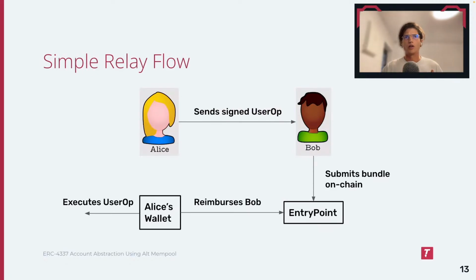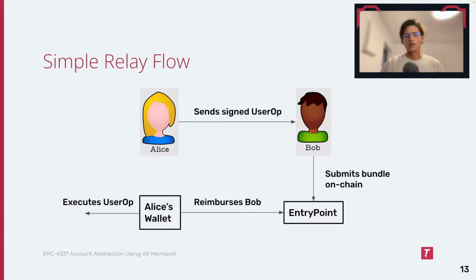So Alice would like to execute a transaction from her wallet, or a user op in this case. Alice creates this user op, signs it off chain, and submits it to the mempool. Bob, the bundler, picks it up, bundles a bunch of these user operations, and submits the bundle on chain through the entry point contract.